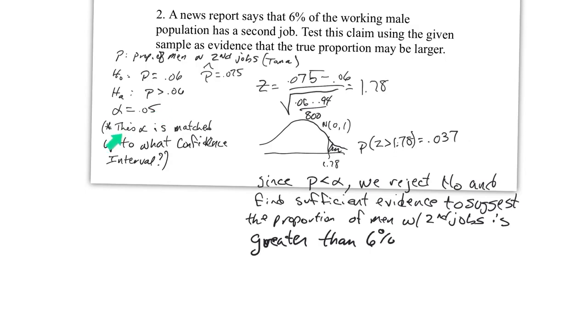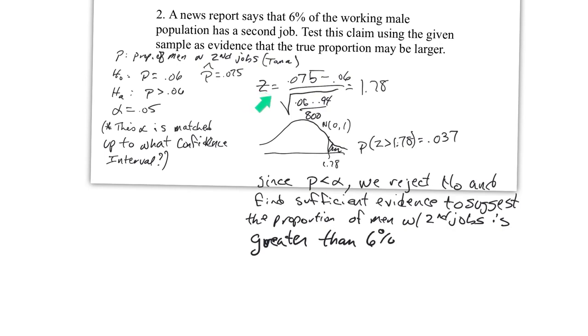Now I have a question here: this alpha is matched up to what confidence interval? Because in the previous problem, number 1, we did a 95% confidence interval. Does that match up to this alpha of 0.05? I'm going to let you think about that, and then maybe you could answer me in class if you want.